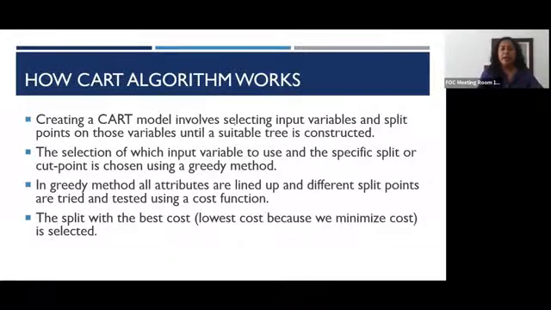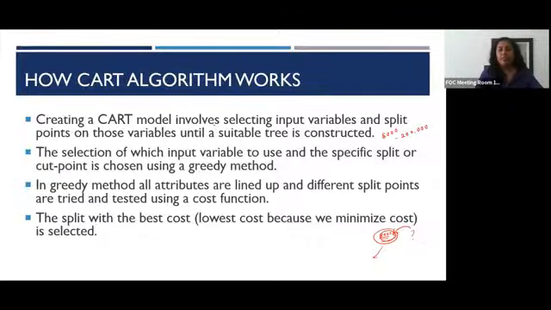So creating a CART model involves selecting input variables and split points on these variables until a suitable tree is constructed. For example, as I told you, let's say the salary is varying from 8,000 to 80,000. You have to determine the split point now. Now you want to develop a binary tree. Then what is the value you are going to test here? It should be less than this, or greater than or equal to this. Now this value you have to determine. So how do you determine that? That you have to see, right?